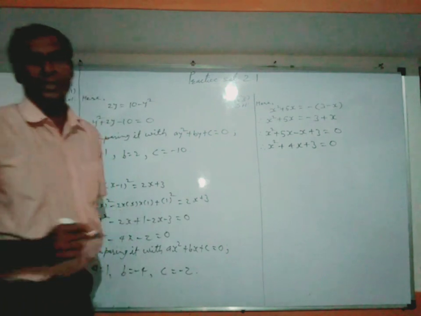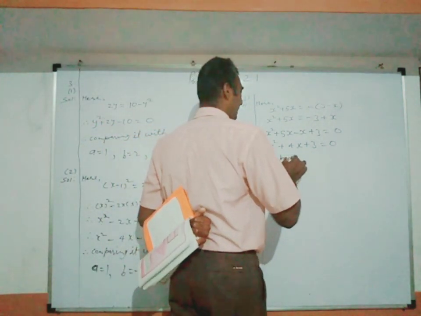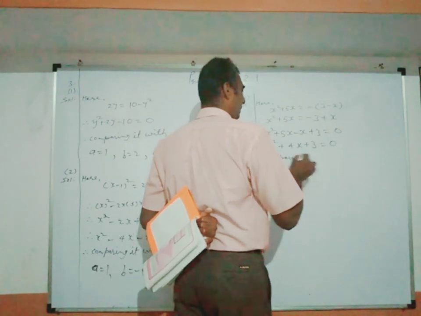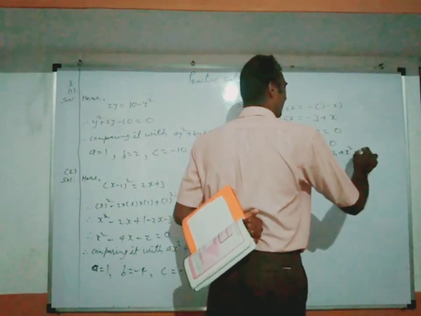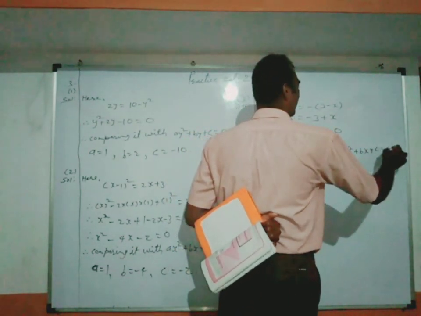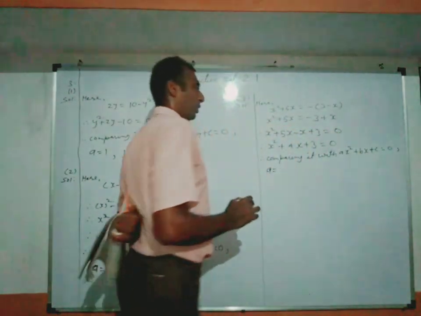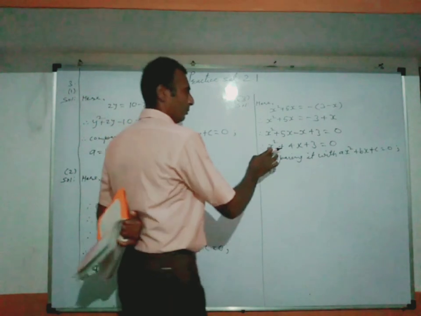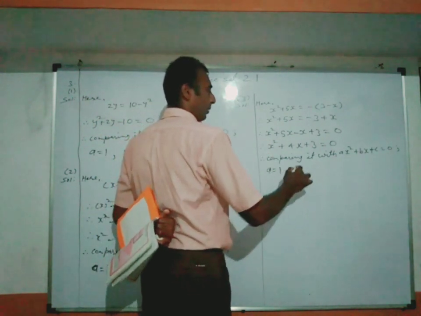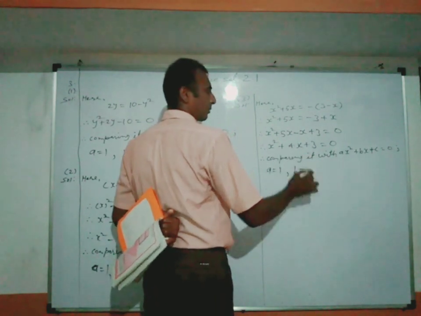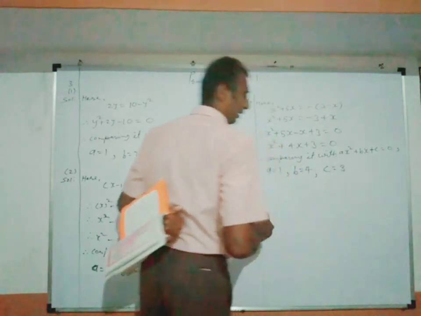Now it is in standard form, and therefore comparing it with x square plus bx plus c equal to 0. Here a is the coefficient of quadratic term, meaning the term having degree 2, and that coefficient is 1. B is the coefficient of linear term, which is 4, and C is the constant, that equals 3.